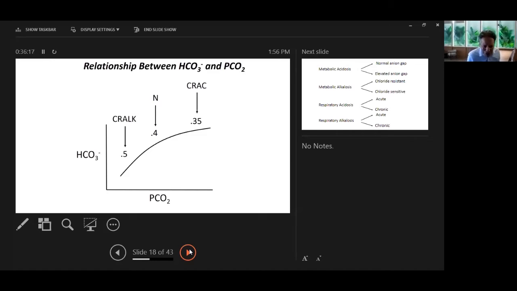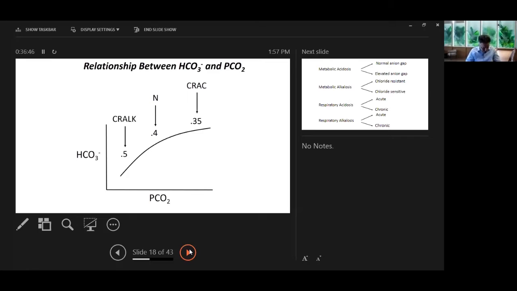But it turns out even within the normal range, if you look at a bunch of people that are normal, there's a relationship between their PCO2 and bicarbonate, because not everybody's 25 and 40. Some people are 42 and 26. And so when you plot all that, you actually get a slope of 0.4. So it's right in between the chronic respiratory acidosis and chronic respiratory alkalosis. What you can see is the curve flattens out as you go to higher and higher PCO2s.